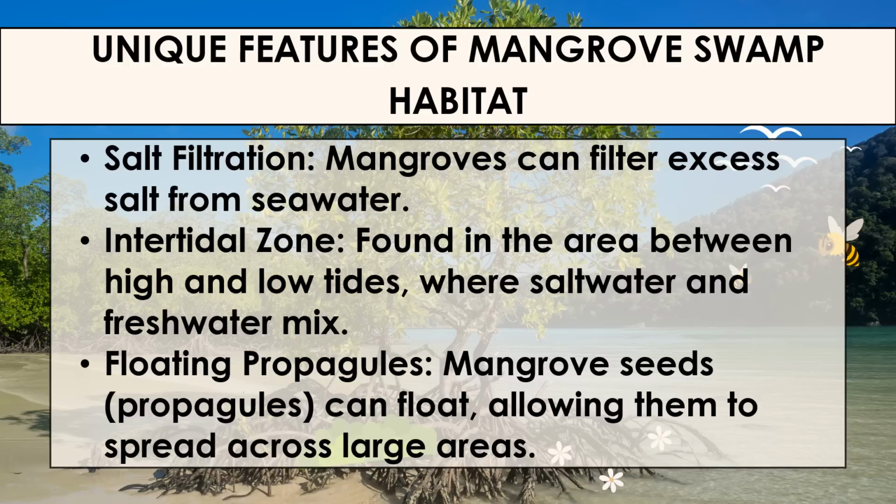Unique features of mangrove swamp habitat. First, salt filtration. Mangroves can filter excess salt from seawater. Second, intertidal zone. Found in the area between high and low tides where salt water and fresh water mix. Third, floating propagules. Mangrove seeds, propagules, can float, allowing them to spread across large areas.